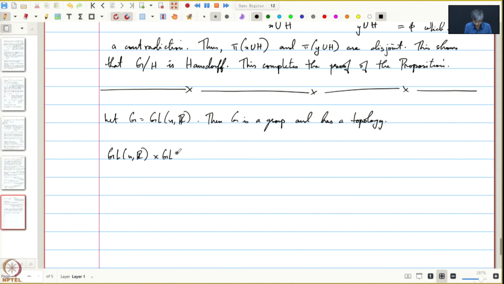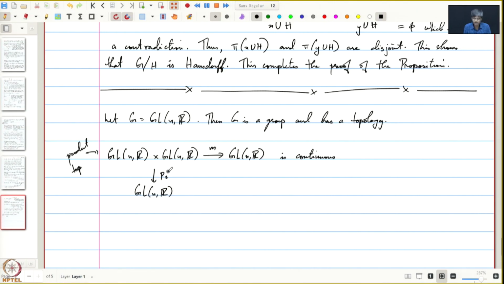cross GL_n(R) to GL_n(R), the multiplication map is continuous. Now note that this has the product topology. So in particular, we know that the projection maps are continuous. So we can look at the projection maps.